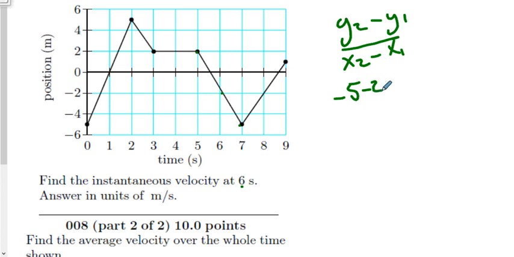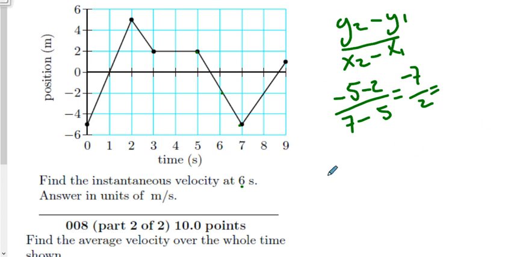I'm going to say, all right, well, -5 minus 2 is -7. Divided by x2, I see is 7, minus x1, which was 5. All right, be careful since you're minusing here. That should make a bigger negative number, right? So I should have -7 divided by 2. Divide it out, get your answer, and that's what it'll be for question number 7.